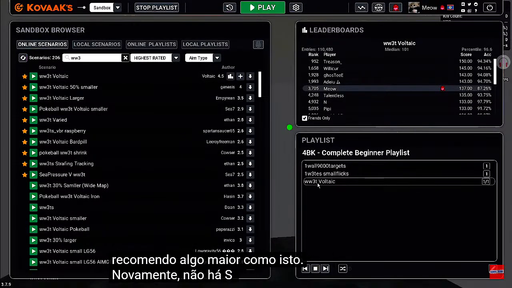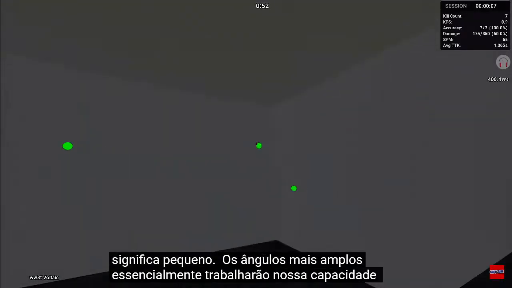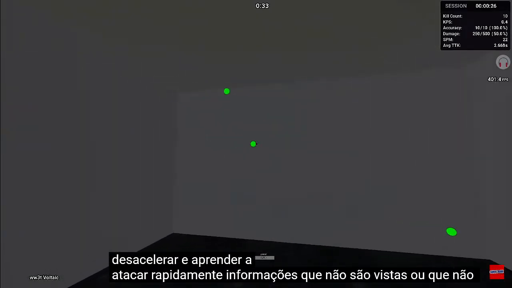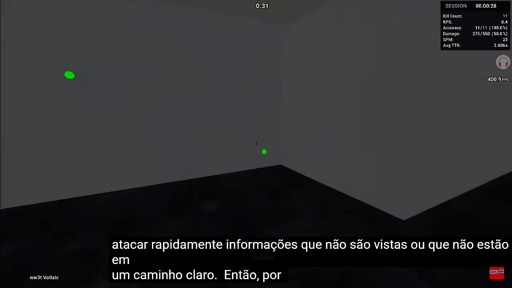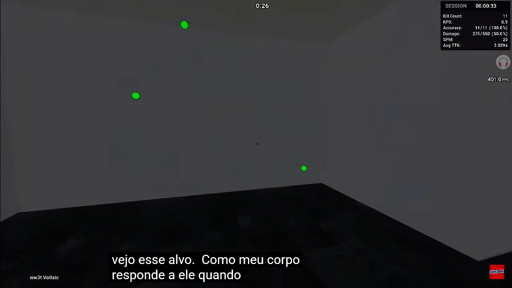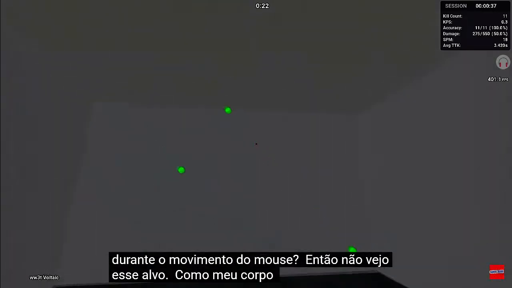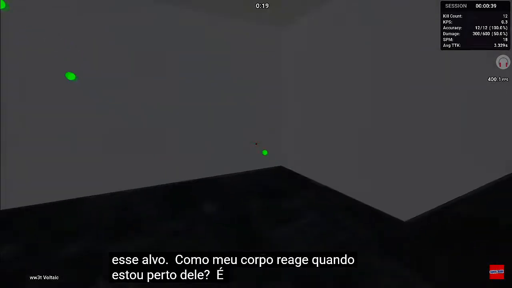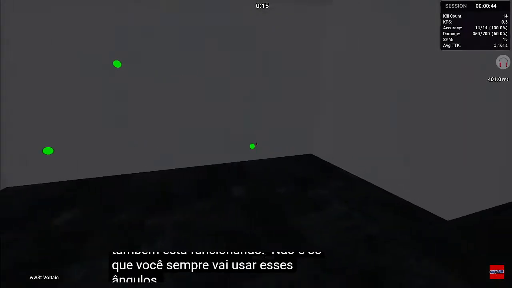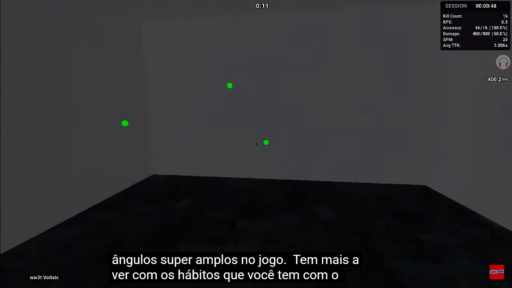Again, there's no S here, which signifies small. The wider angles will essentially work our ability to decelerate and learn how to quickly attack information that is unseen or not a clear path. So for example, I don't see this target. How does my body respond to him when I then see him and during mouse movement? So I don't see this target. How does my body react when I'm sort of being close to him? That's what it's also working. It's not just that you'll always be flicking on these super wide angles in game. It's more about the habits you do with your mouse.